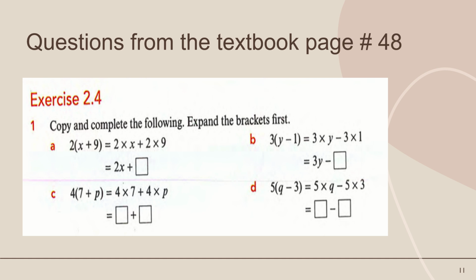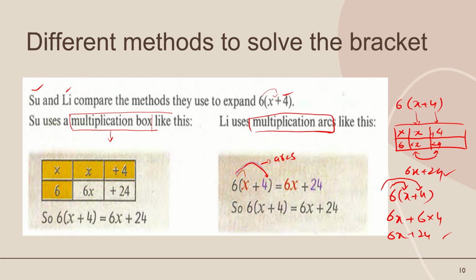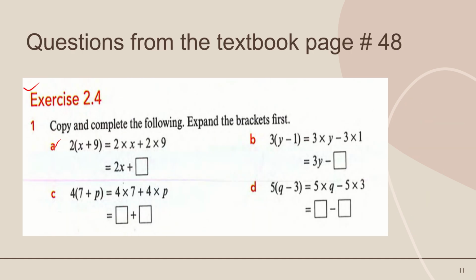Now a question from the textbook, page 48, exercise 2.4. Complete the missing box. This is part A: 2 into x plus 9. You can use the arc method, which is the multiplication arcs method right here. Now how can we solve it?